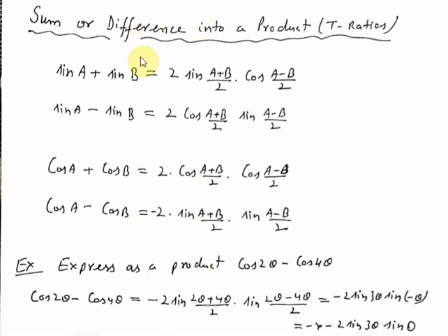Sum or difference into a product. There are formulas or identities to convert sum or difference into product in T ratios. Sin A plus sin B equals 2 sin (A plus B) upon 2 into cos (A minus B) upon 2, and sin A minus sin B equals 2 cos (A plus B) upon 2 into sin (A minus B) upon 2.